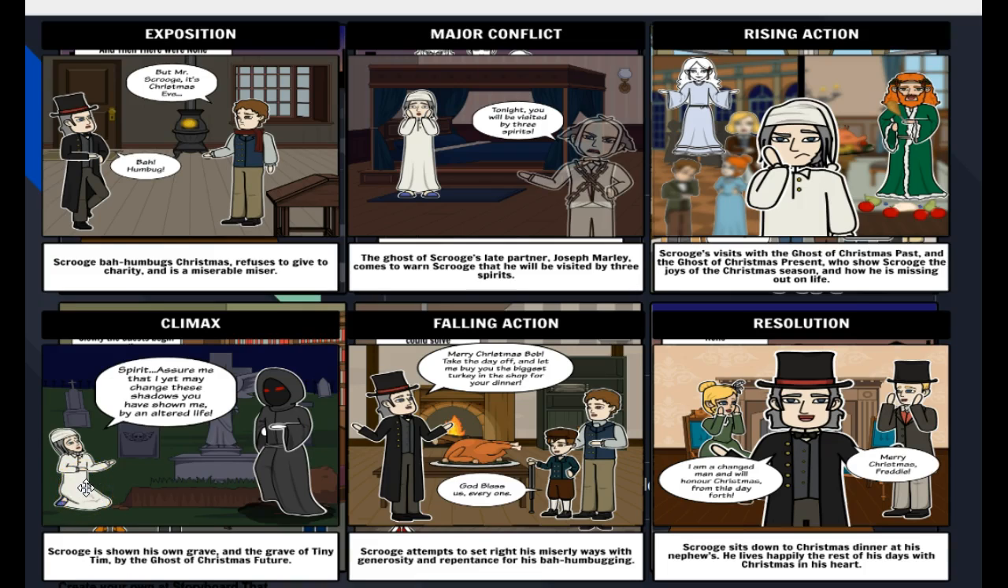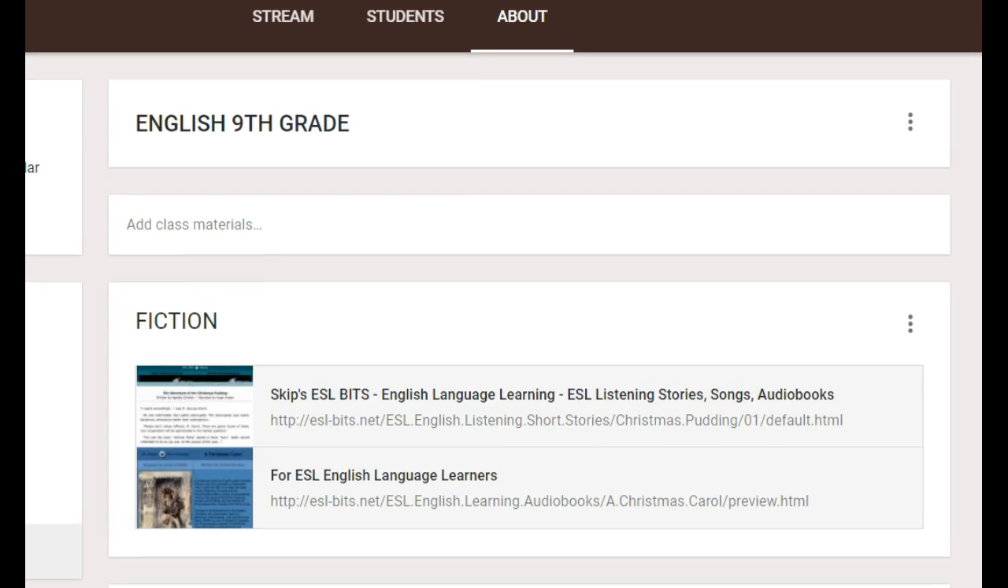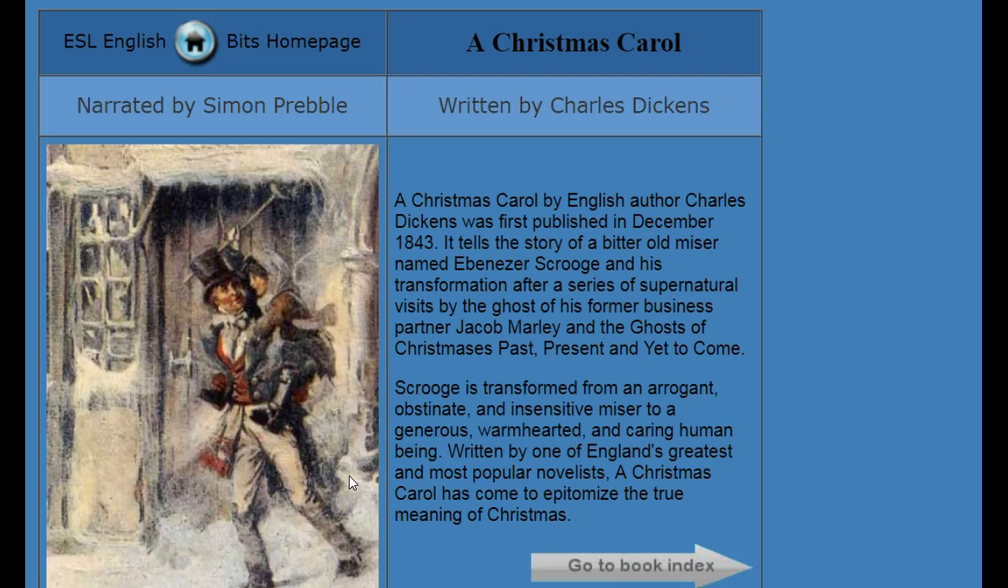Our next project is Fact versus Fiction, a textual analysis. There are two fictional stories that you could read and two non-fictional stories that you could read. One that might be very familiar. You will find these readings in the About page in your English 9 Google Classroom. Here's the first two for fiction. It's this one, The Adventures of the Christmas Pudding. It's very short. And the second one is A Christmas Carol by Charles Dickens.